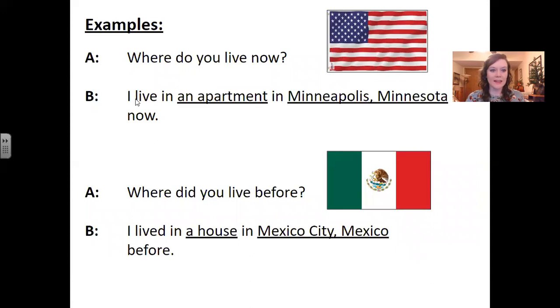We use live for present. I live in an apartment. So an apartment is the type of house. And then Minneapolis, Minnesota is the city and the state. And now is present.